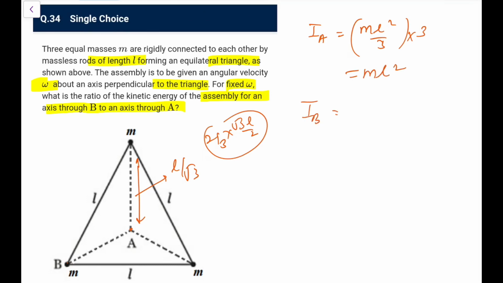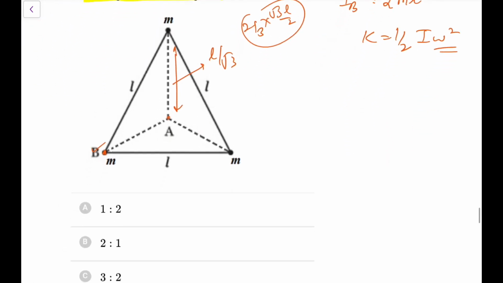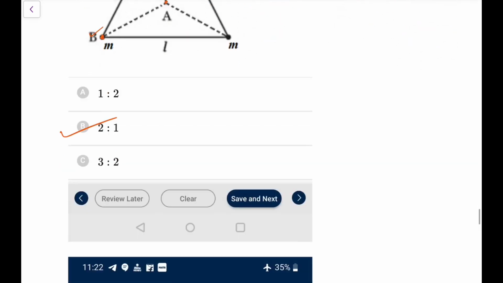And about B, if I do B, this mass is 0, that is at L, that is at L, so I can directly say that is 2 ml square. Now kinetic energy is half I omega square, so for the same omega, K is proportional to I, so that KB by K would be 2:1. Go for option B, directly you can do.